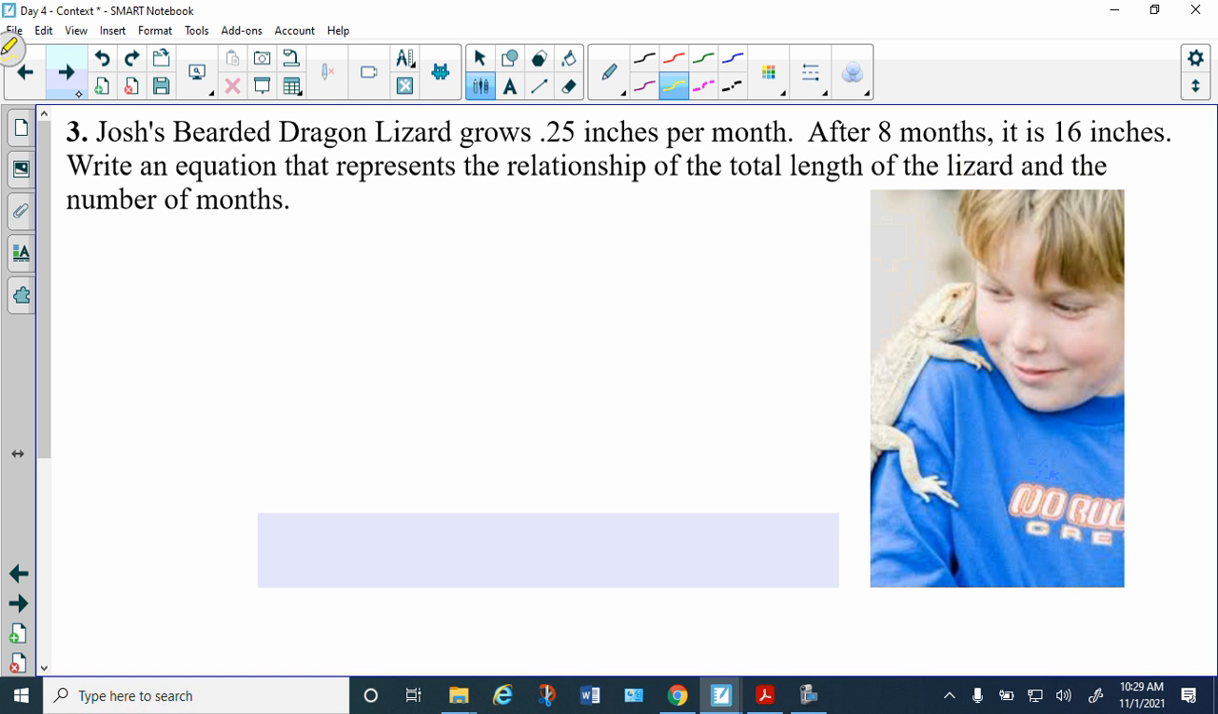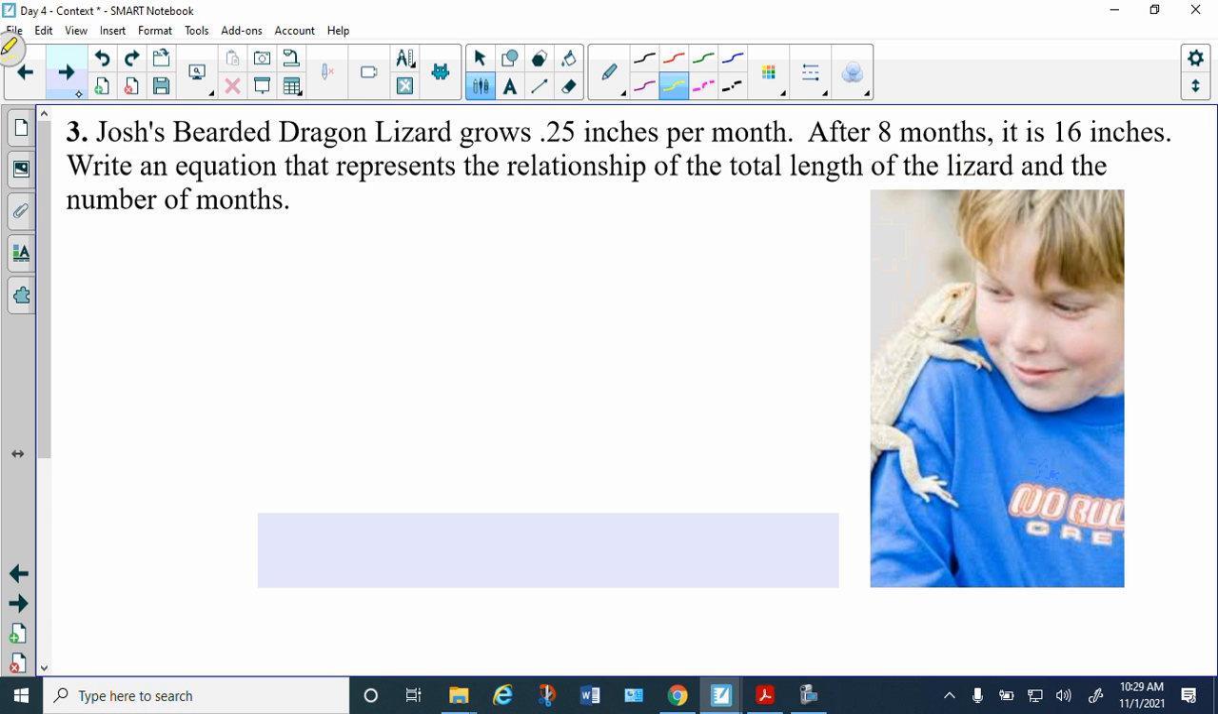All right, Josh's bearded dragon lizard grows 0.25 inches per month. I don't have one. My daughter has a bearded dragon lizard, and a lot of their length is in their tail, but they're very, very cool. So after 8 months, it is 16 inches, right? An equation that represents the relationship of the total length of the lizard and the number of months.